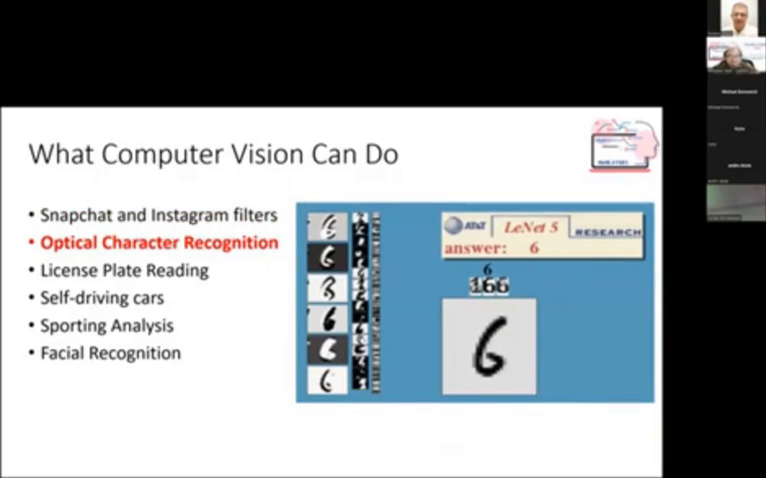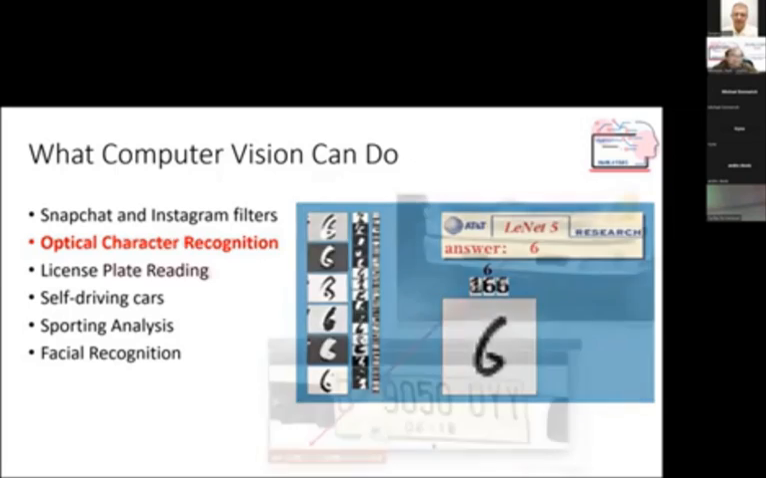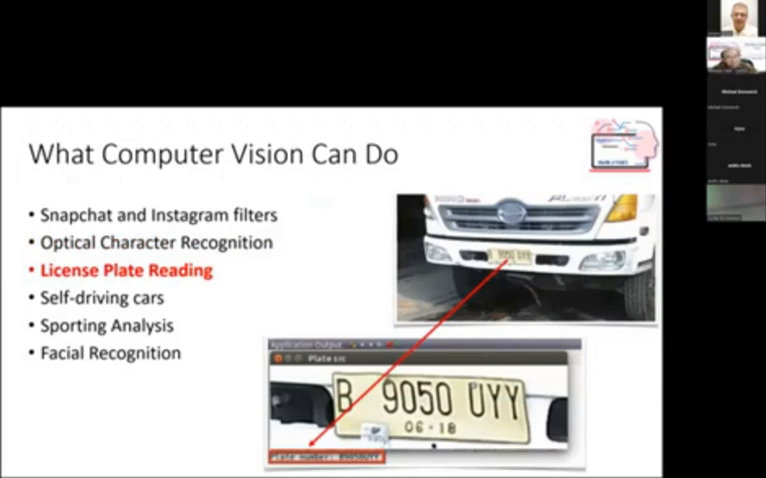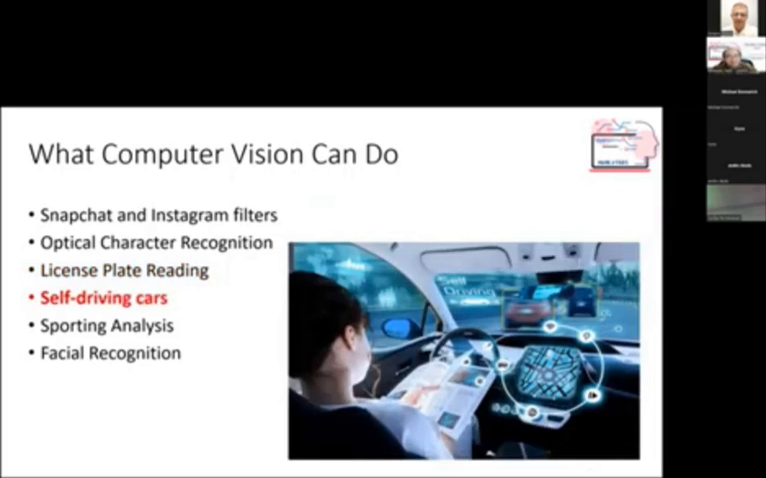Another thing is optical character recognition, which many of you would have seen if you have scanned a document, and then it automatically can recognize the text in those documents. License plate reading is another form of OCR, such as for self-driving cars. Self-driving cars are not in the marketplace yet, although Tesla does have some features like reverse parking and a bunch of highway cool stuff.